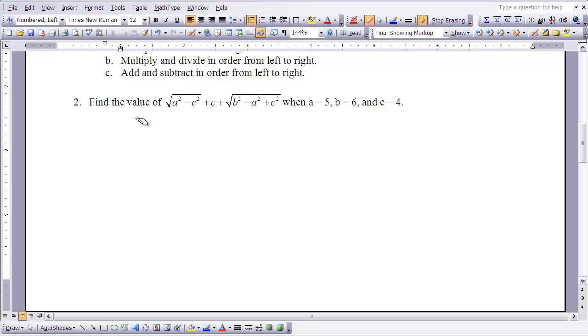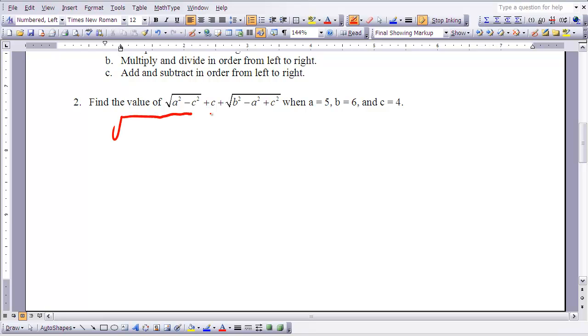So let's take a look at example 2 here. Then it says find the value of this expression here when A is 5 and B is 6 and C is 4, which means that we're going to evaluate that expression. So we're going to plug in these values into this expression. So I'm going to rewrite it right now with those values in there.